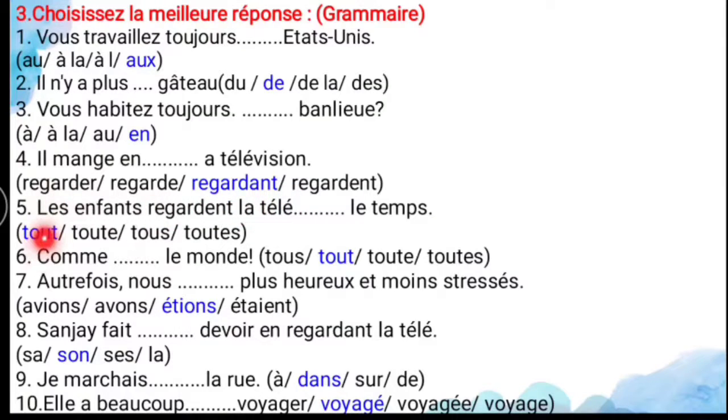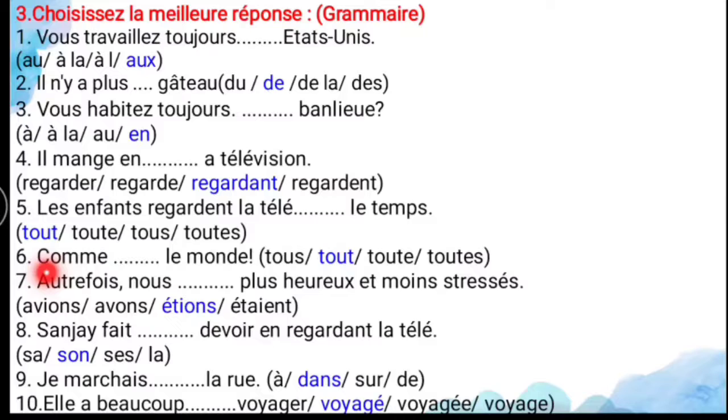And the fifth one is "Les enfants regardent la télé dash le temps." Here you have to use the adjective tout. It means all the time. Because this one is a masculine noun, for the masculine noun you have to use tout only. So, "Les enfants regardent la télé tout le temps." The children watch television all the time.